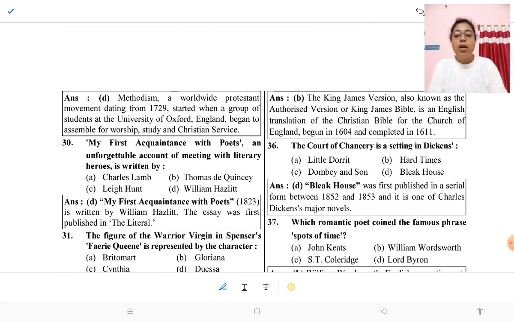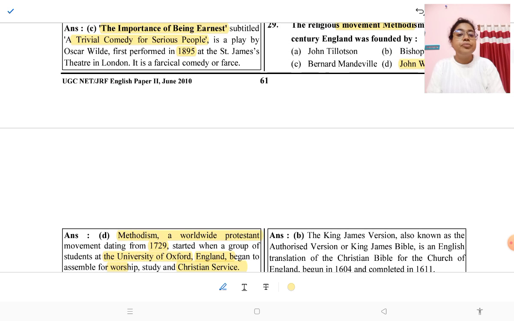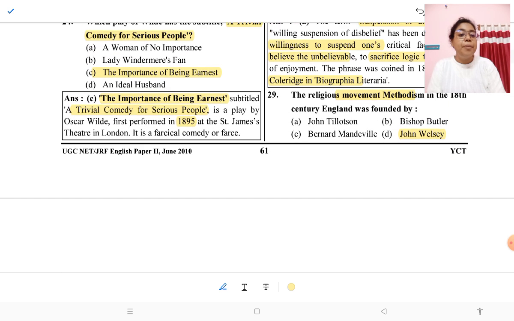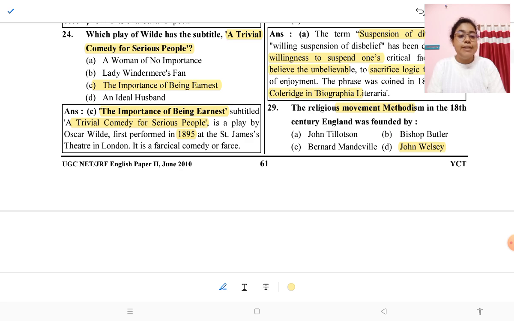Okay, so let's see the explanation. Methodism, a worldwide Protestant movement dating from 1729, started when a group of students at the University of Oxford, England, began to assemble for worship, study, and Christian service. So the religious movement Methodism was founded by John Wesley.